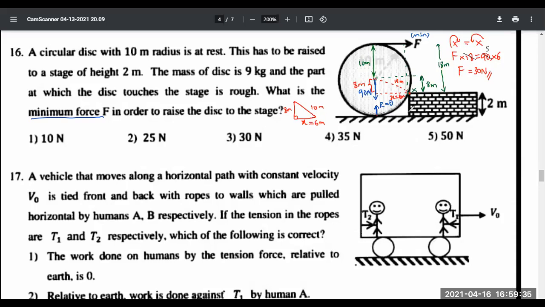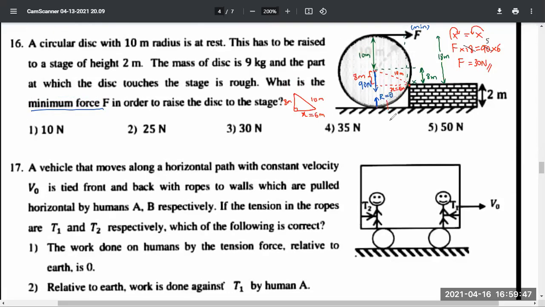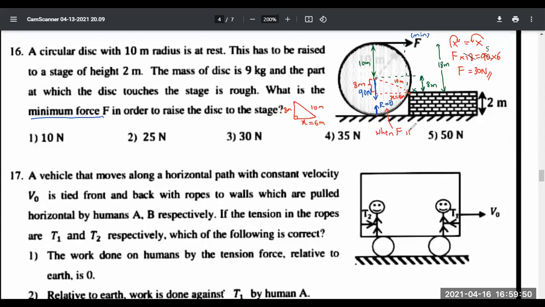Okay, it's basically a moment question, and this R has to be 0 because when F is minimum, I'll just make a note of that also. When F is minimum, the disk is at the verge of losing contact with the surface. All right. Answer is 30 Newton. Sorry, I have not marked it. So it should be the third answer.